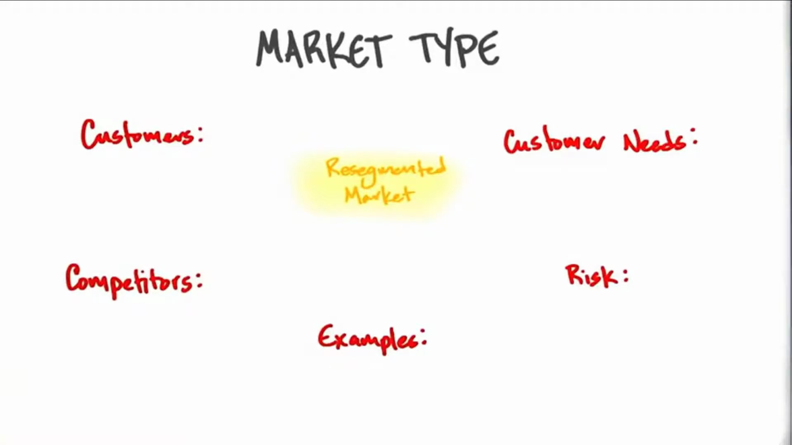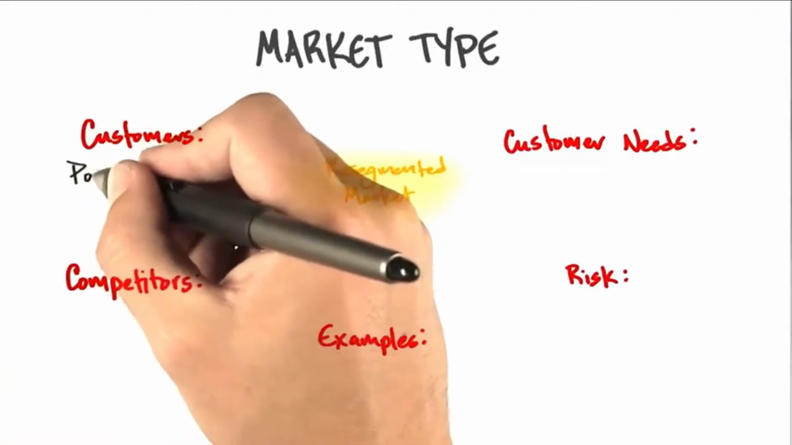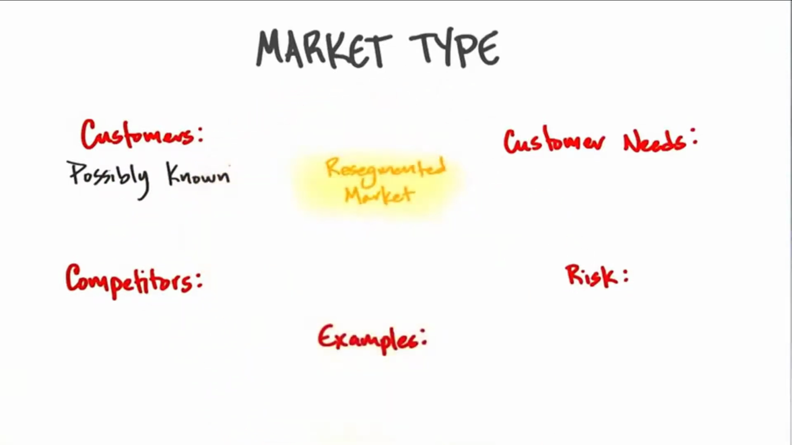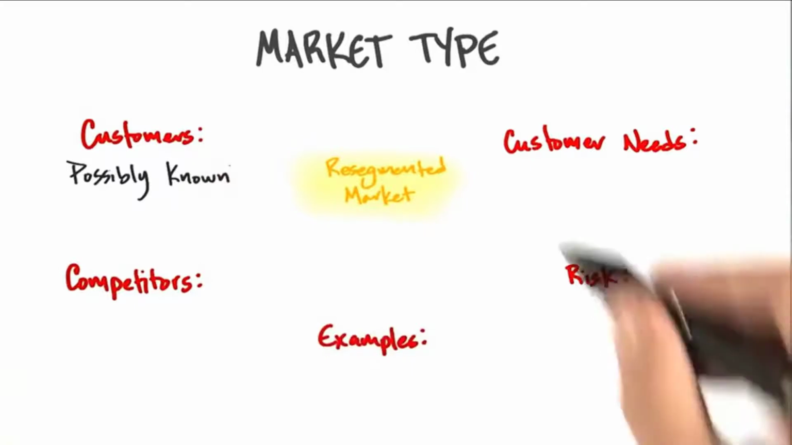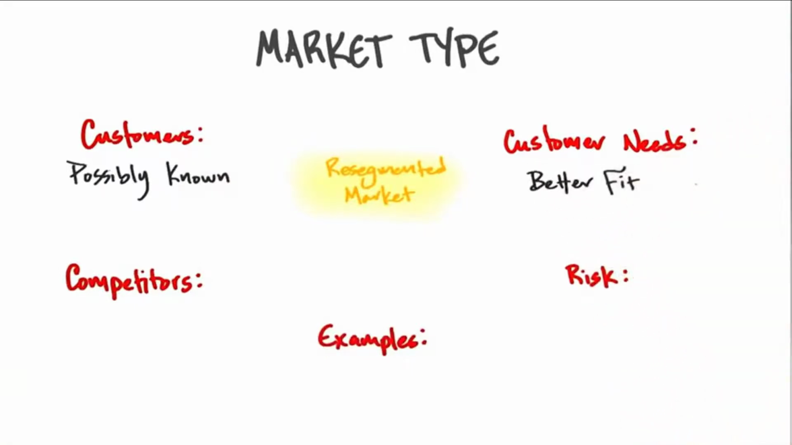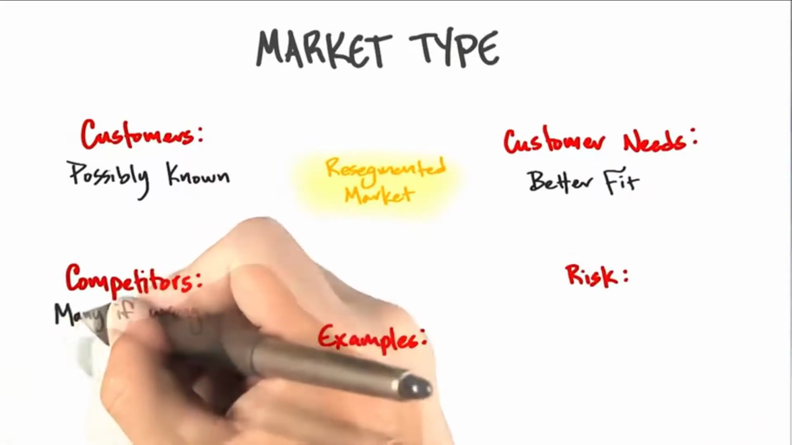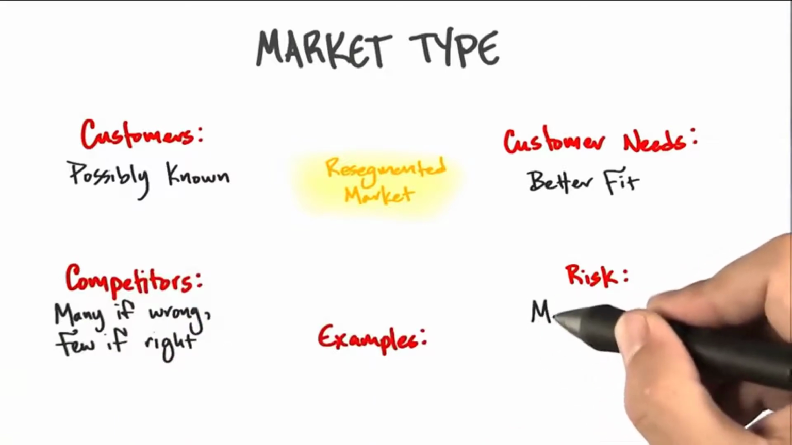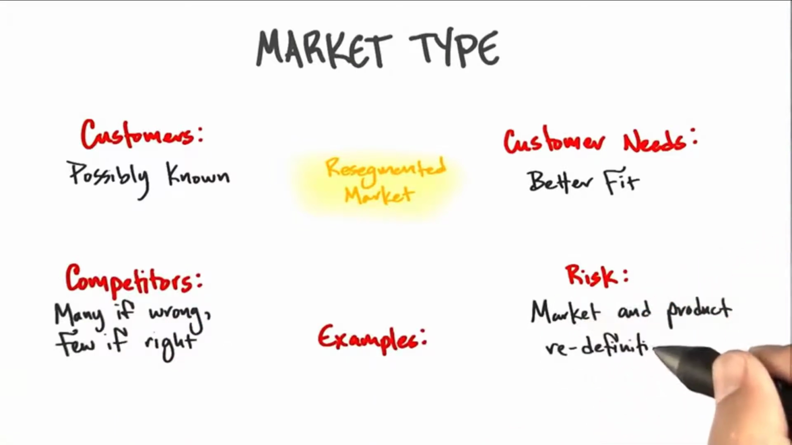Resegmented market. Well, you have a hypothesis about who the customers are. That is, you think you understand what your fit is, either in low cost or their specific niche needs, and so you might have a better fit for them. And competitors, there's many if you're wrong, but very few if you're right. And your risk is that you get the market and product redefinition just wrong. You didn't do enough customer discovery, and you say, no, this is how we're going to enter this existing market. We're going to go after these set of users specifically, and oops, you were wrong.